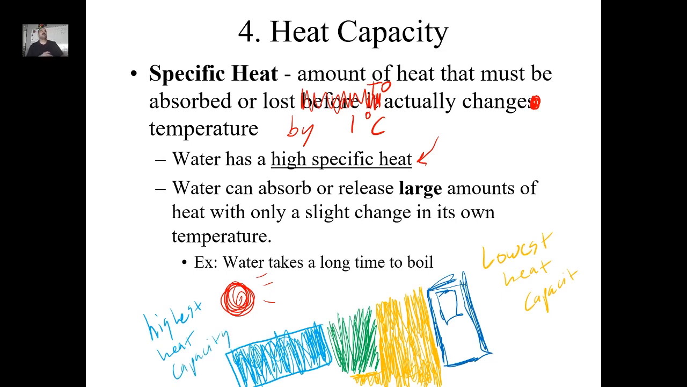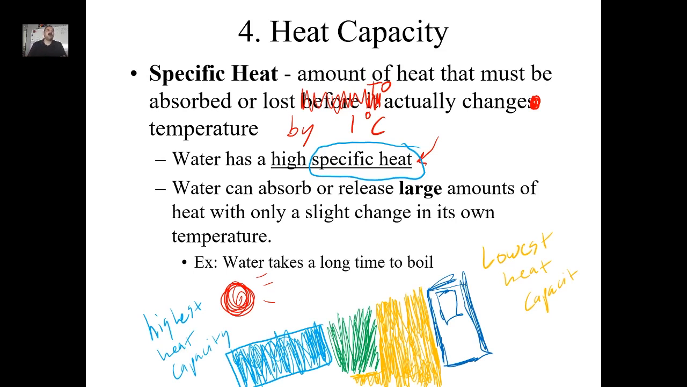So even though they're all absorbing the same amount of heat, the difference in their temperature depends on their specific heat. Everything has its own specific heat. When we get to specific heat questions, you're going to be given that number for whatever it is you're dealing with. But the lower the specific heat, the less energy is required to make that thing get hot real quick.